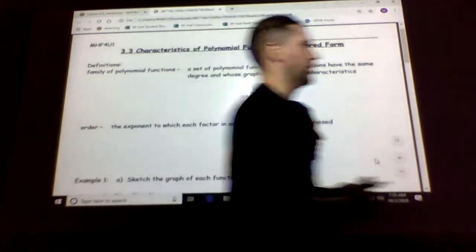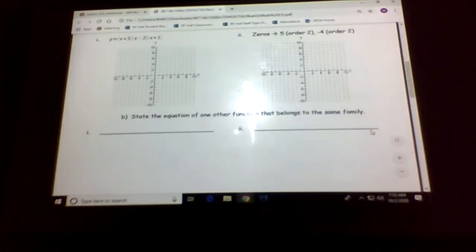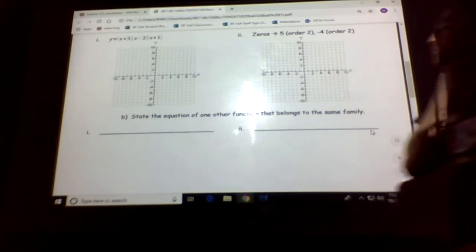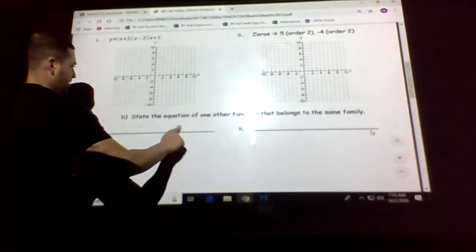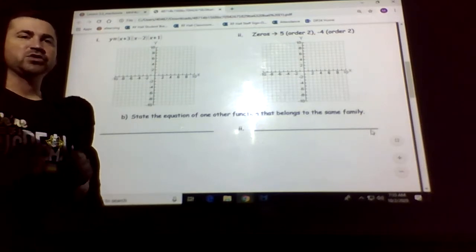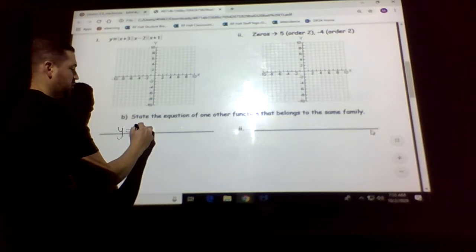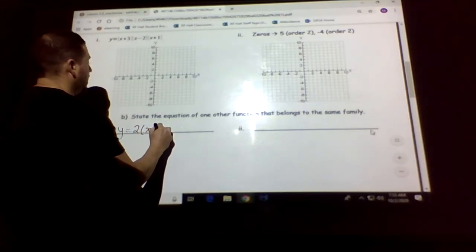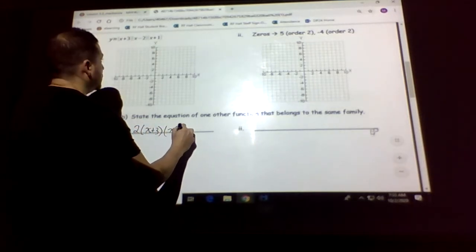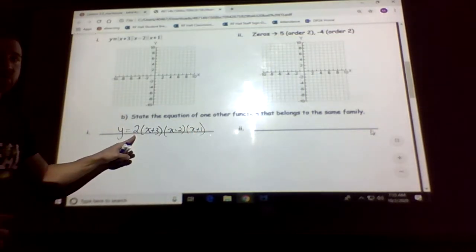All right, so we're continuing number 1. We left off, we did these, but we didn't do the second part here, which was to state an equation that belongs to the same family. So all you have to do for this is change the a value. So for instance, y = 2(x + 3)(x - 2)(x + 1). Okay, so we just added the 2 here.